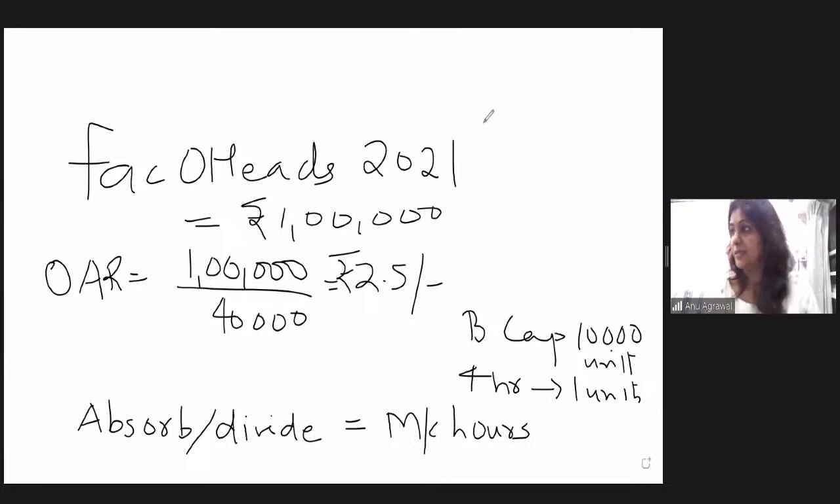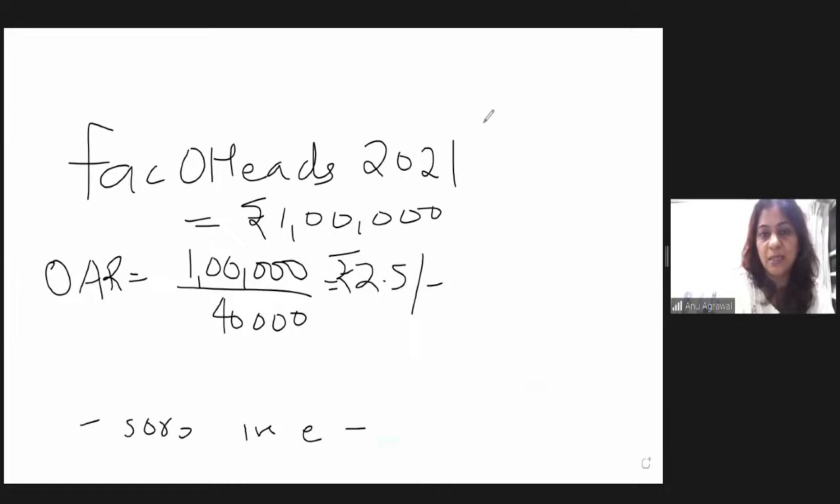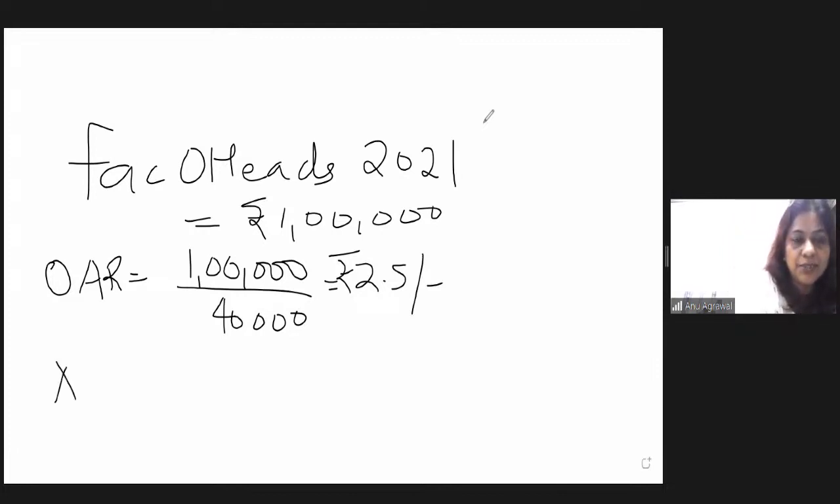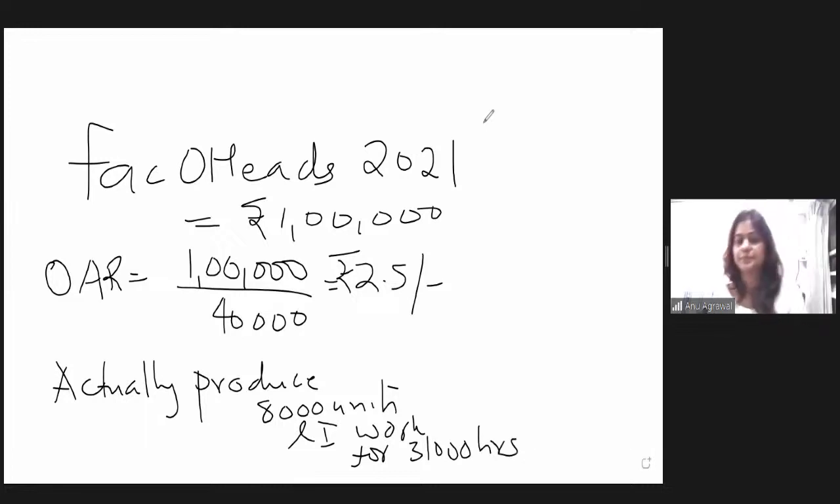Now, answering your specific question, what is overhead recovery? What does it mean? So I'm just rubbing the board a little bit here. Right, Christina? If you follow, please answer me yes, and if you haven't, tell me no. Now, all this was as per my belief that I'll be able to produce my budgeted capacity, that was 10,000 units. But say I actually produce 8,000 units and I work for 31,000 hours.